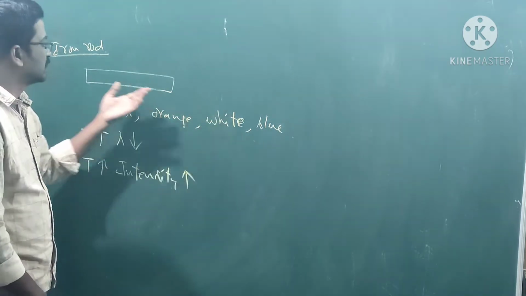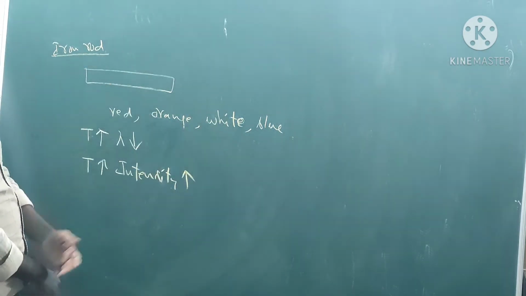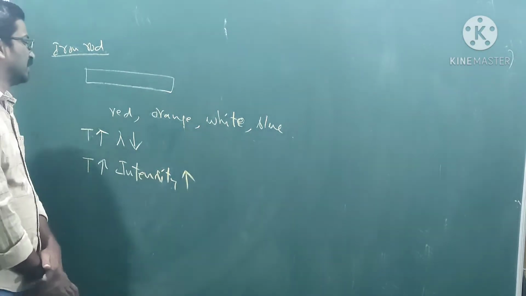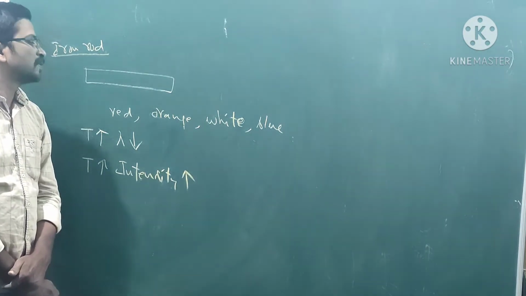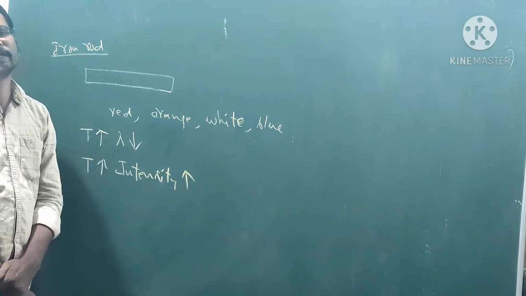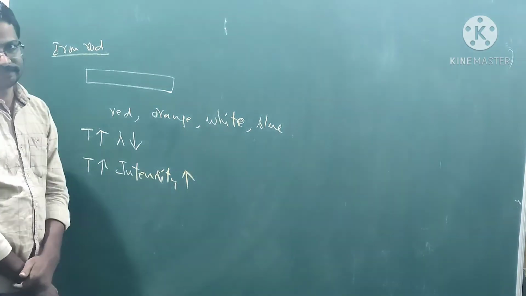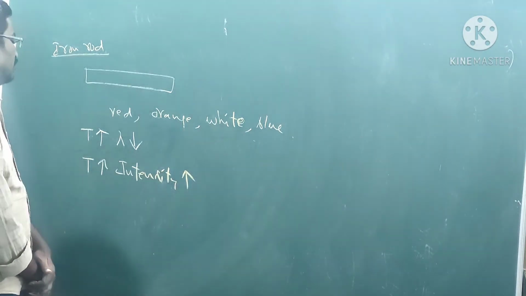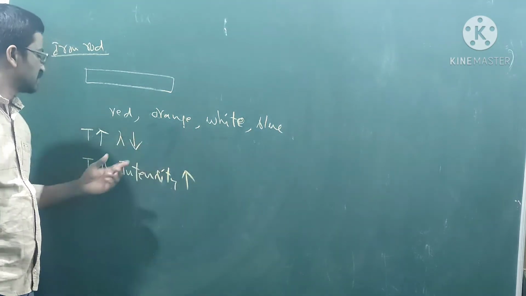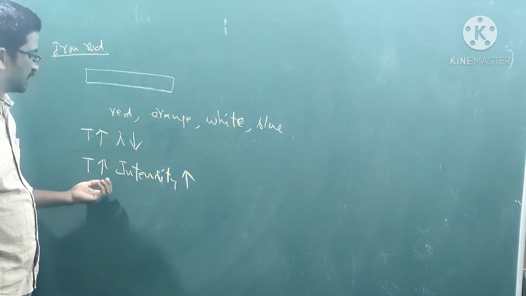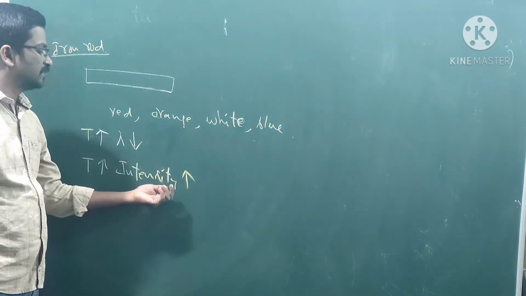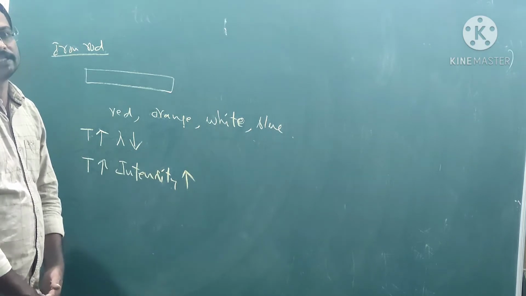From this experiment, an iron rod on heating is initially red, and on again heating you get orange, then white, and then blue color. From this point of view, as temperature increases, the lambda value decreases, and as temperature increases, the intensity of the radiation also increases.